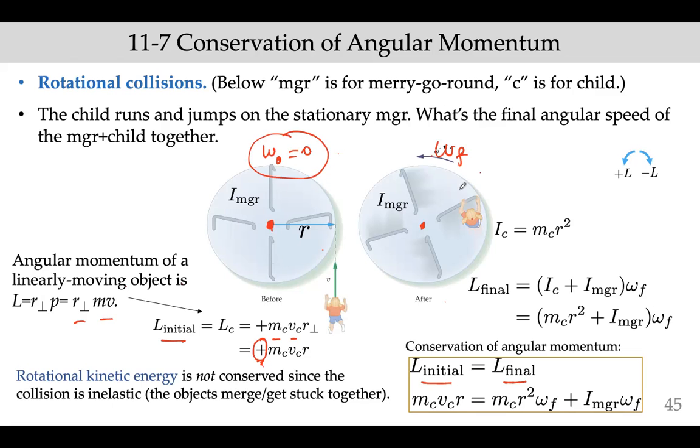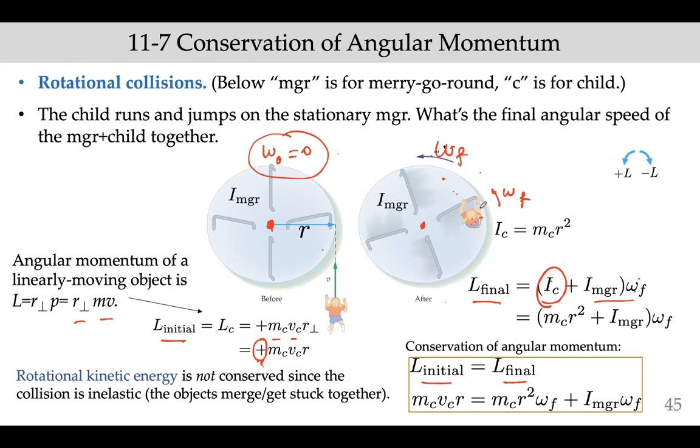What about the final case? Now, in the final case, they stick together, so it's an inelastic angular collision. They're together. So now we have to find the final angular momentum. Now it's going to be the angular momentum of the child, the moment of inertia of the child times omega final, because they're rotating together. So both the merry-go-round and the child have the same angular speed. So the moment of inertia of the child times the angular speed of the child will give you the final angular momentum of the child. But this merry-go-round now also rotates, and it will contribute to the final angular momentum, and it's the second term.